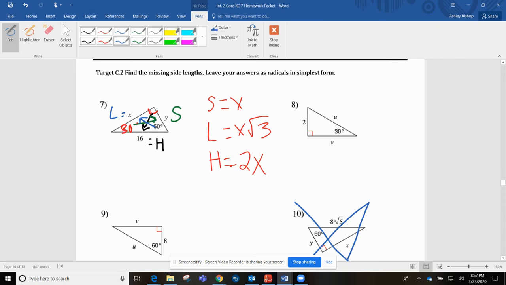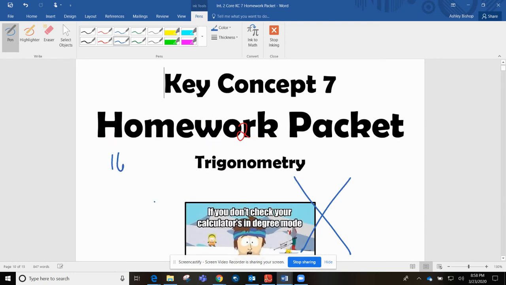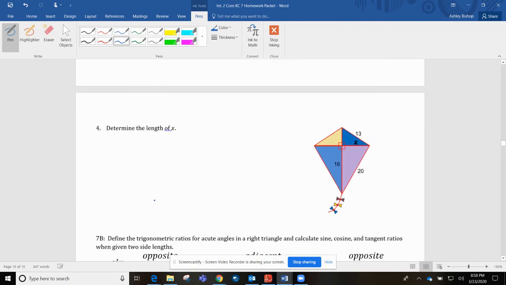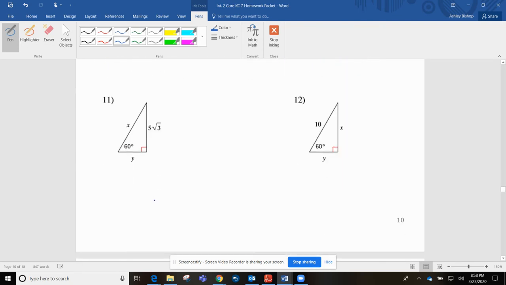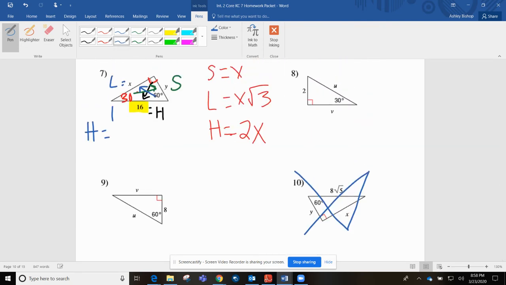So once we do that, we want to figure out what information we have. Well, the problem gave me that my hypotenuse is equal to 16. So H is equal to 16, so that's what my hypotenuse is. That's just what the problem told me.